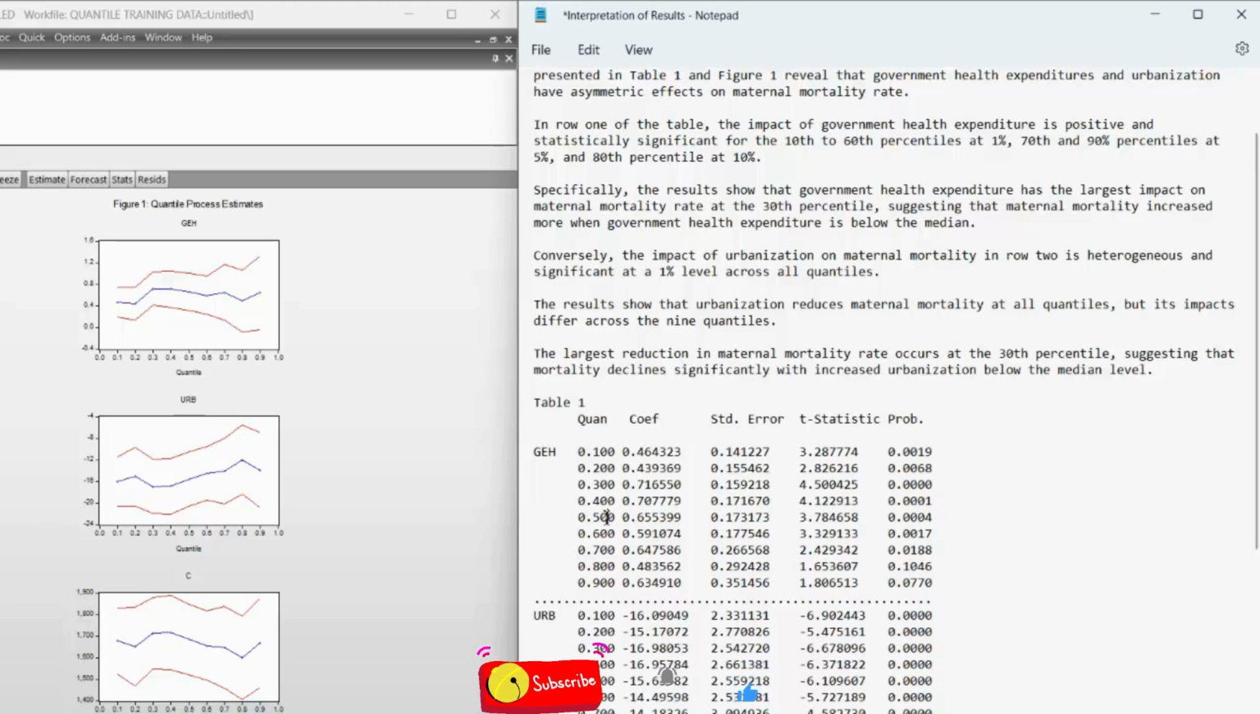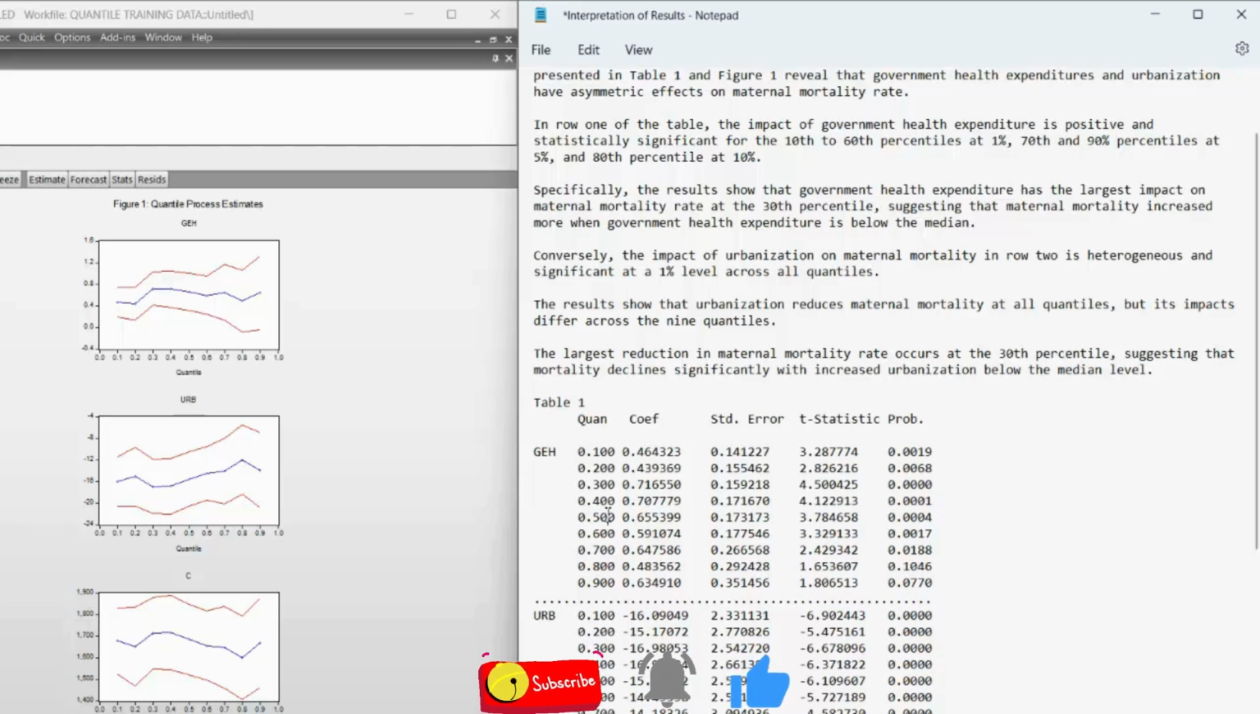Why do we say it's below the median? Because 0.5 is the median, and 0.3 is less than 0.5. So maternal mortality rates will increase more when government expenditure is below the median. We are more concerned about the increase here because the results are all positive.